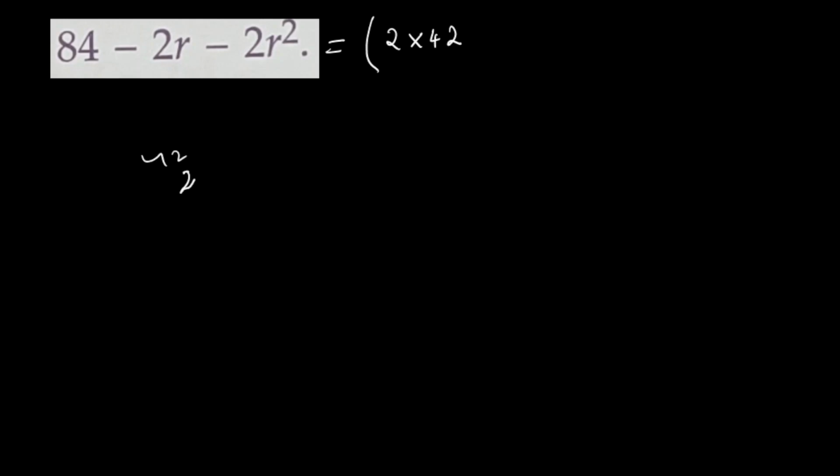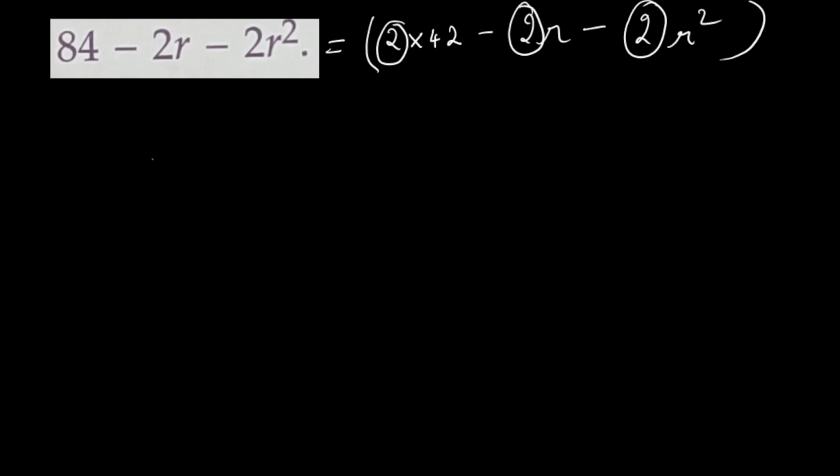Because for every number, 84 is 2 into 42. 2 into 2 is 4, 4 into 2 is 8, so 2 into 42 is 84. That's why I have written it this way: minus 2r minus 2r square. That means 2 is a common factor. At the starting itself, taking it out will always be the first step. If any common factor is there, you have to take that common factor out during the first step itself. So this 2 I am writing outside. Let's write the remaining things now. Here we are left with 42, minus 2 we have taken out, only r is there, and here also minus r square.